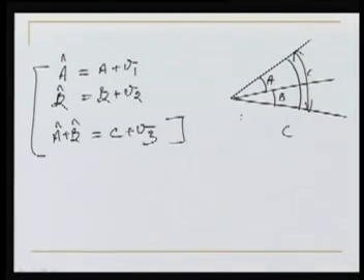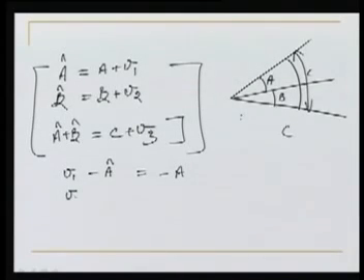Now we will rearrange it so that we bring all the V terms to the left hand side. So we can write it as V1 minus A hat is equal to minus A.